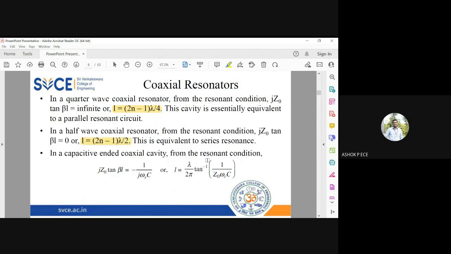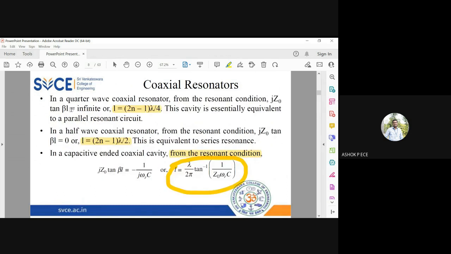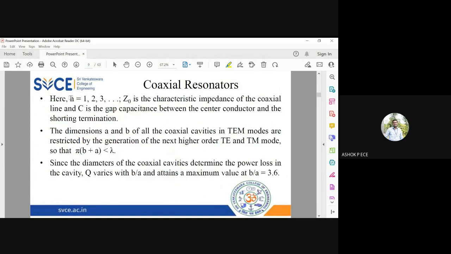And for the resonant capacitor cavity, you are going to equate that to the reactance of the capacitor. So it is going to be dependent on the value of capacitance. So L will depend on the value of capacitance. And the n value starts from 1 to 3, and Z0, you know, is the characteristic impedance, which may be 50 ohm to 75 ohm depending on what network you are going to use. And C is the capacitance you are going to use between the conductor and the shorting termination.